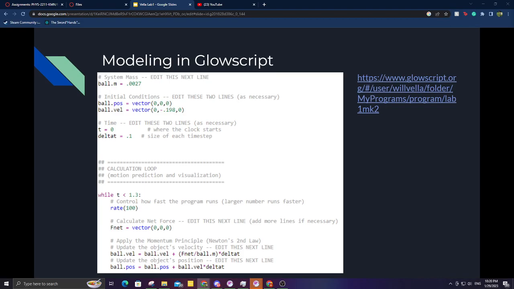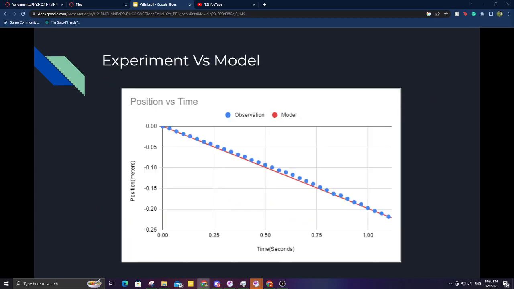And then next, I applied the velocity update formula and the position update formula in their respective areas. It's important to note that the velocity is constant, so the formula doesn't do anything for velocity update, but I still thought it would be important to include in case I wanted to model something with a net force other than zero. So my observation versus model graph is displayed here.